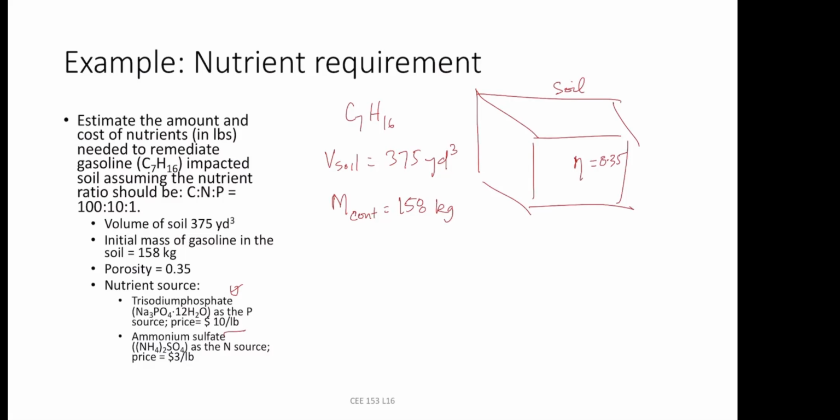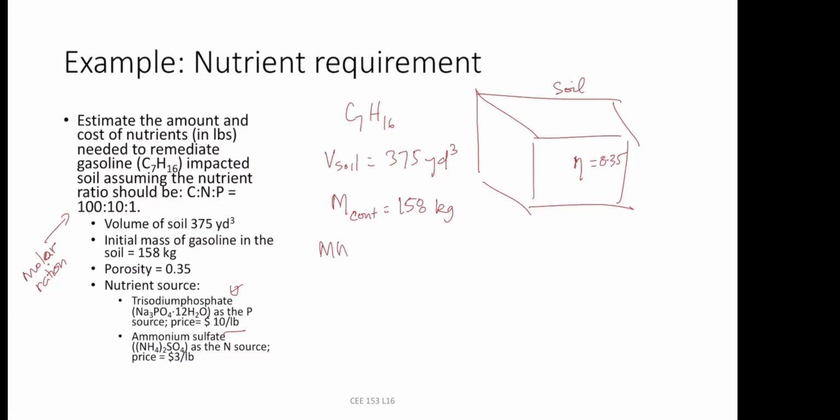So again, all you have to do is calculate how much pollutant you have in the system. That is 158 kilograms. Again, this C:N:P ratio is a molar ratio. This is not by weight, but by moles. One C is 1 mole of C. They are not equivalent weights. The carbon weight is different from phosphorus, so you cannot use kilograms as a comparison. So let's think of how many moles of carbon are present in 158 kilograms of gasoline. So think of the gasoline molecular weight.